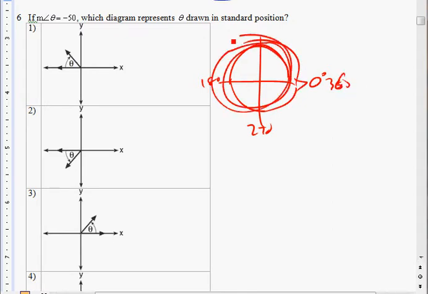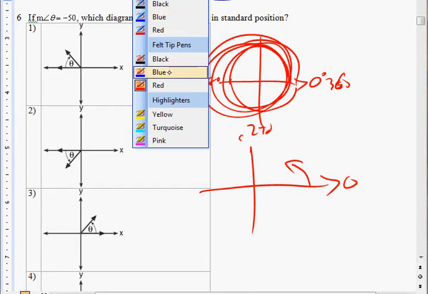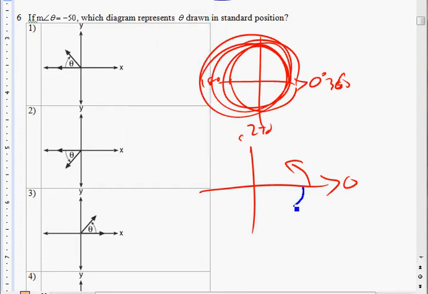It goes counterclockwise when it's positive. When it's negative, it goes clockwise. So instead of going this way, it's going to go the other direction, which is clockwise. So negative 50 is clockwise 50 degrees. Right, so it's approximately here, or a little bit further. But that is your negative 50 degrees.